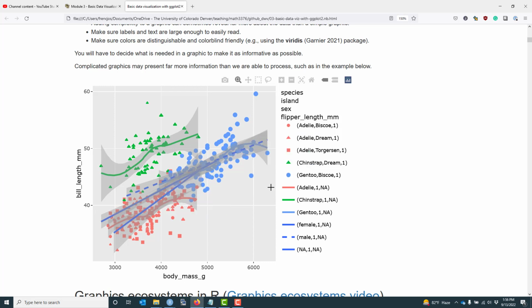In fact, I've even made this graphic interactive. If we hold the cursor over one of these points, we have additional information about the observation. So even though there is a ton of information contained in this graphic, my suspicion is that you would have a difficult time easily drawing conclusions from this graphic. So be careful not to create graphics like this when you're making graphics for yourself.